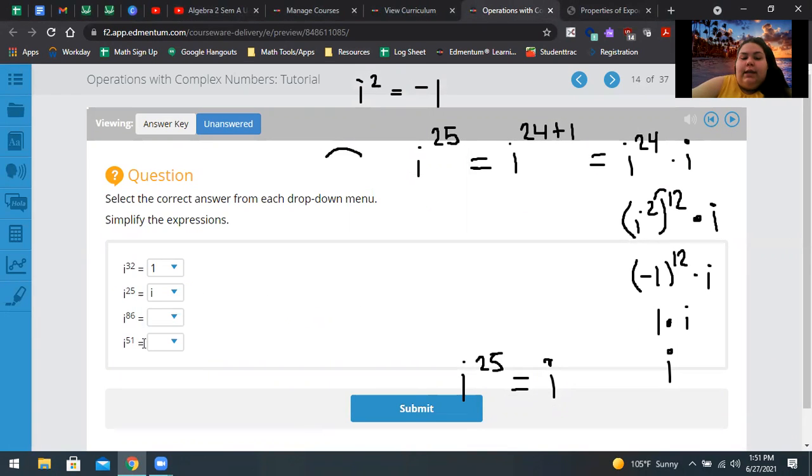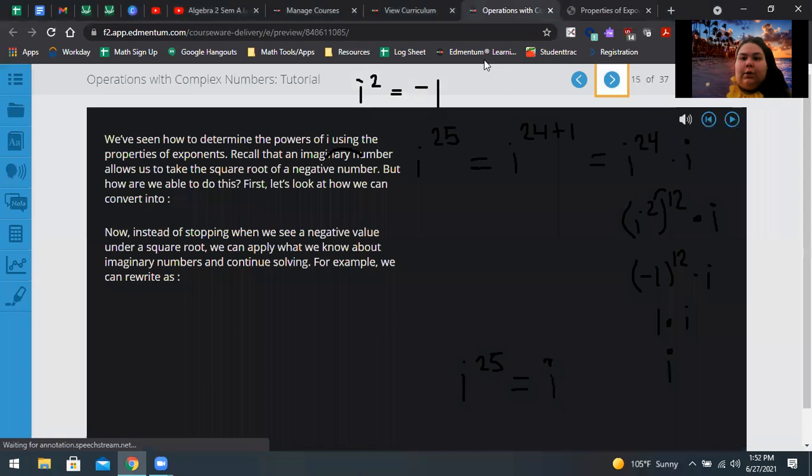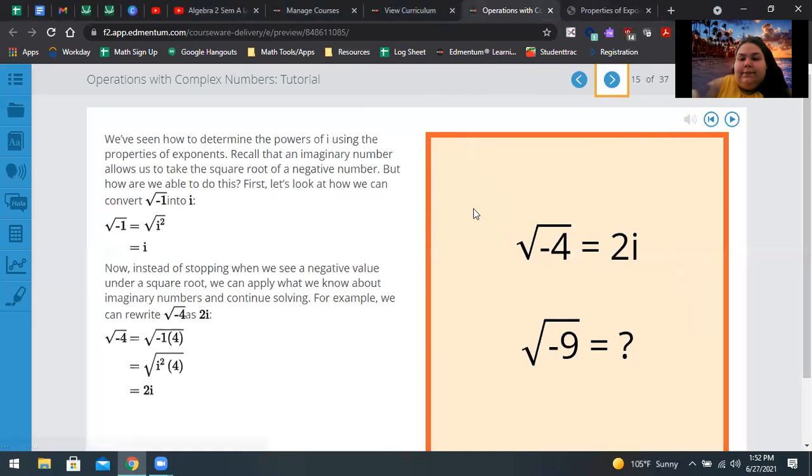So go ahead and do the next two following the similar methods. i to the 86 is going to be very similar to what I did there. But again, remember, i squared is equal to -1. And that idea that if you have a negative value inside and it's raised to an even power, it's going to be positive. If it's raised to an odd power, it's going to be negative. And I'm going to go ahead and move on to slide 15.